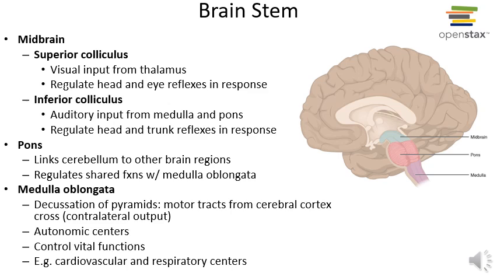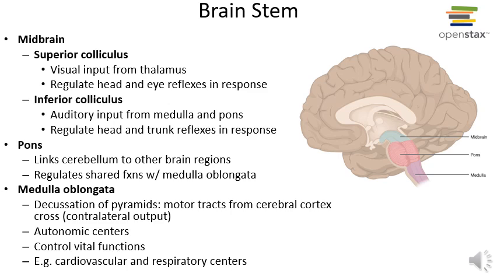Then we come to the pons and the medulla oblongata, which together constitute the endpoint of development of the rhombencephalon, which was one of our primary vesicles. The pons, as illustrated there, is tucked on the ventral surface of what appears to be the medulla, and it links the cerebellum to other brain regions, and it regulates shared functions with the medulla oblongata. In other words, a lot of the vital processes, heart rate, respiratory rate, blood pressure, all those sorts of things are going to be regulated to some degree by the pons.